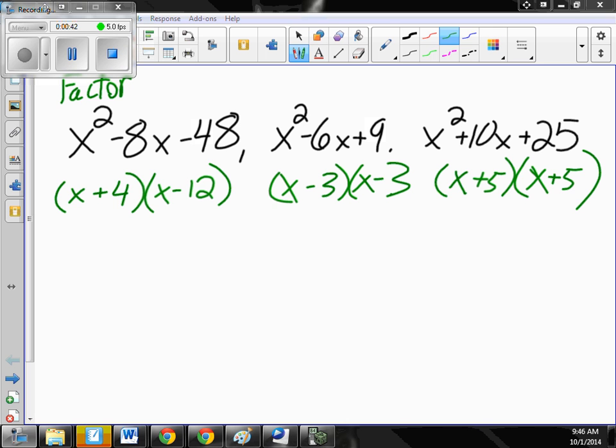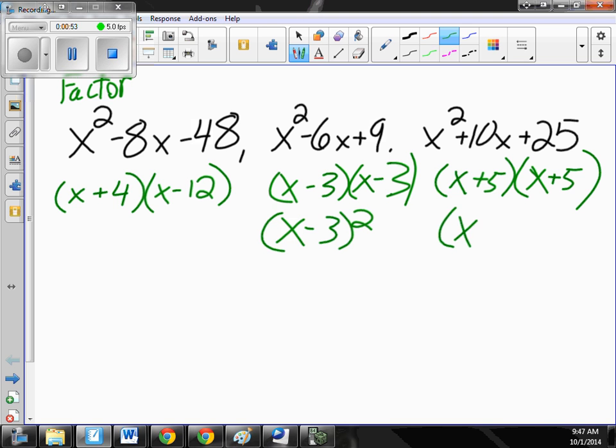All right. So 2 of these can be simplified further, and I just gave it away. Because it's the same factor twice, I can actually write x minus 3 squared and x plus 5 squared.